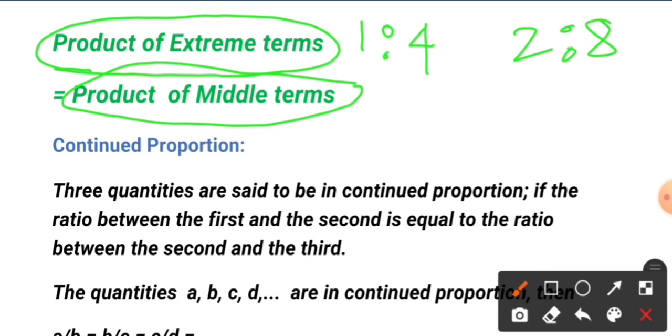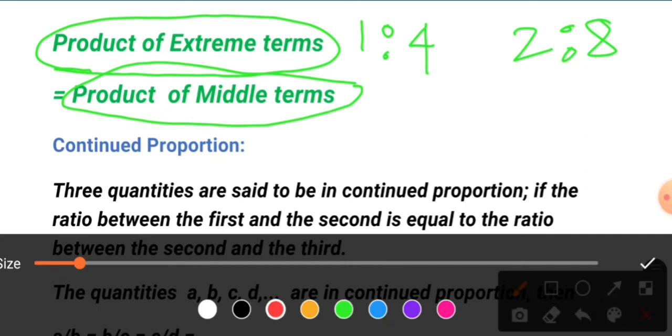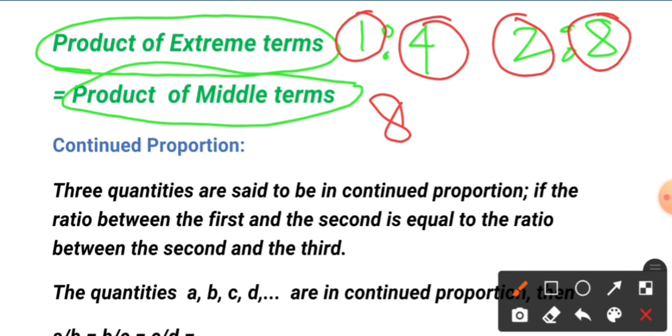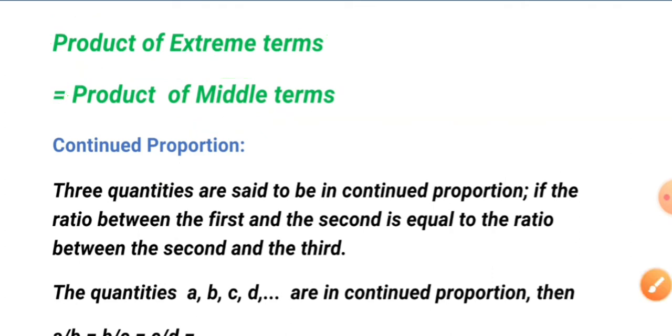How to identify? We just have to multiply their extreme terms. That means extreme terms 1 and 8: 1 into 8 is 8, and product of middle terms 4 and 2: 4 into 2 is also 8. See, so we can identify whether the given quantities are in proportion or not by this rule also: product of extreme terms equals product of middle terms. This was all about proportion.